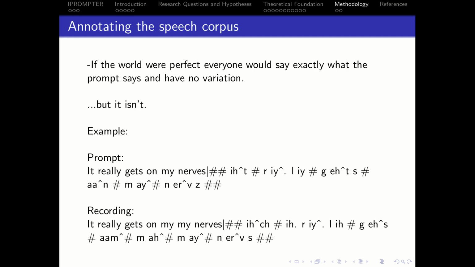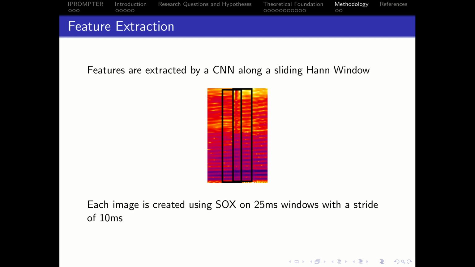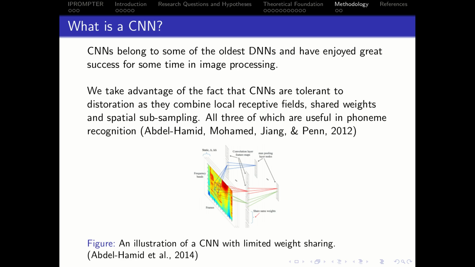And I am just going to move a little bit here just to show that the prompt and the recording obviously is not always the same. And this requires not only the force alignment and revision of that, but sometimes quite a bit of manual work to make sure that we get it right. The labels are created using force alignment and HMM. The acoustic labeler was built with a small amount of hand-labeled data, about 6 hours of audio that I created. The features are extracted with a CNN with a sliding Hann window of 25 milliseconds and a 10 millisecond step.